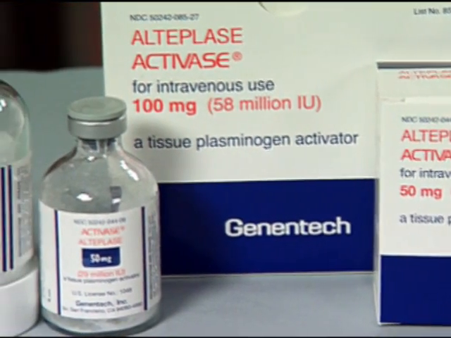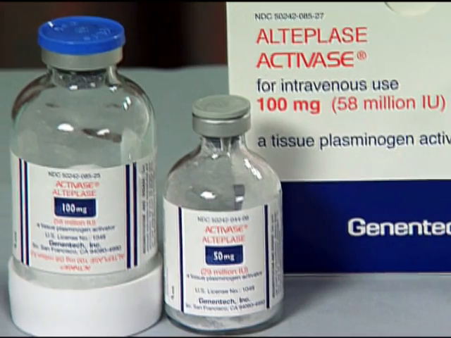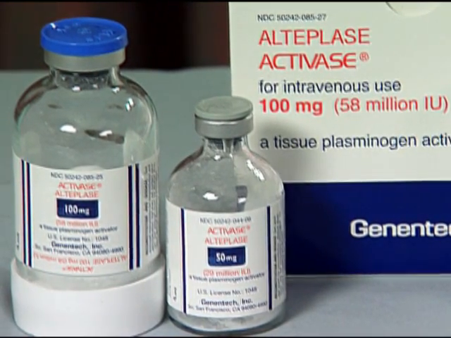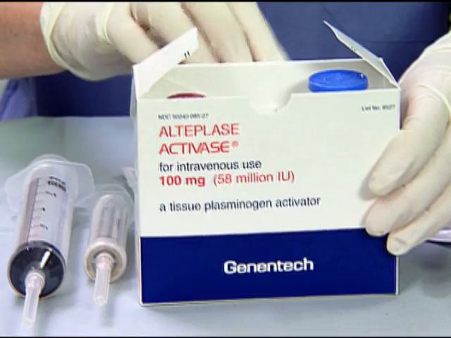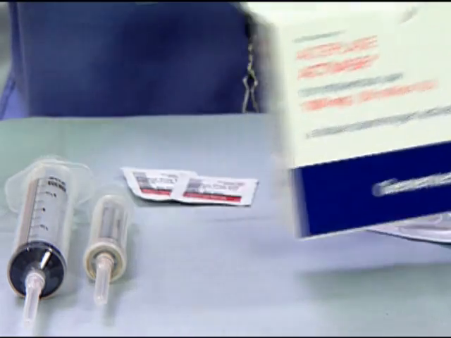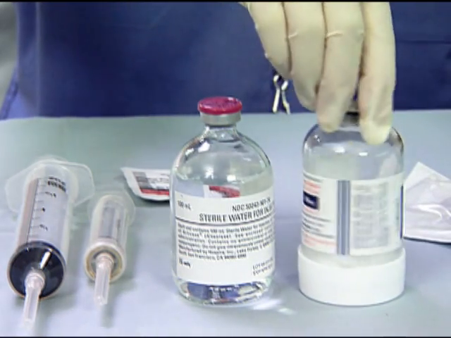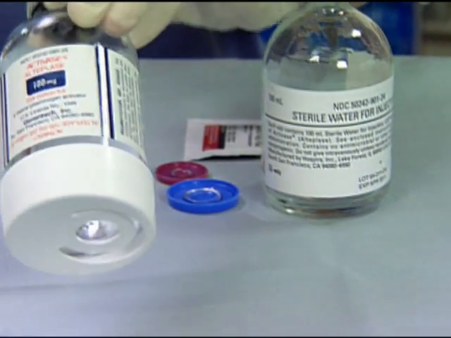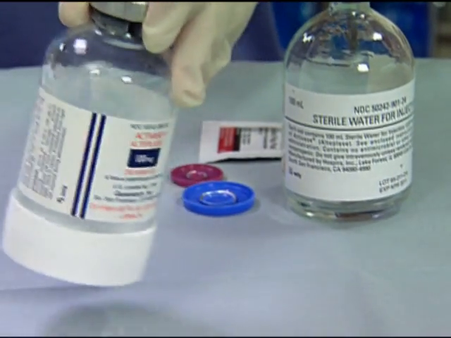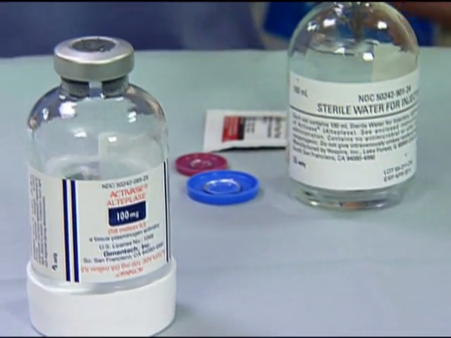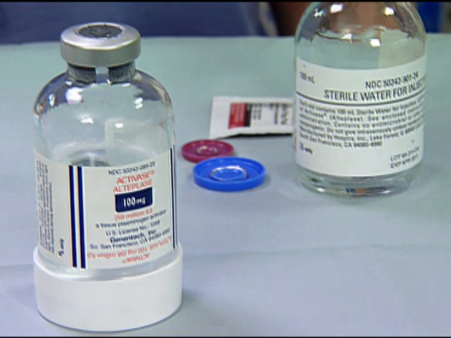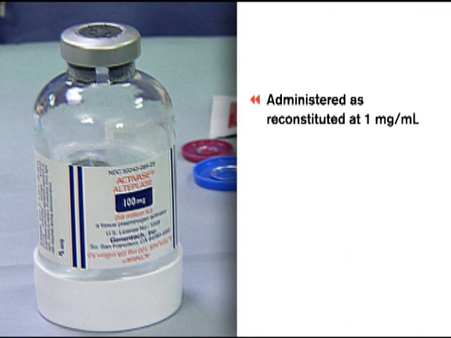Treatment with Activase includes reconstitution, dosing, and administration. While Activase comes in vials of 50 milligrams and 100 milligrams, the 100 milligram vial is most commonly used. Activase should be reconstituted immediately before use and only by aseptically adding sterile water for injection USP without preservatives. This preparation will result in a colorless to pale yellow transparent solution containing Activase 1 milligram per milliliter. Activase may be administered as reconstituted at 1 milligram per milliliter.